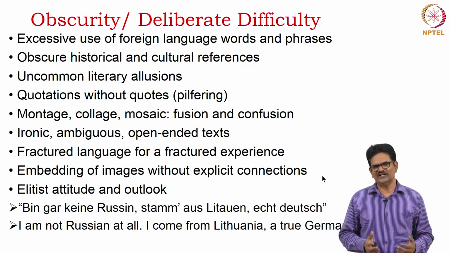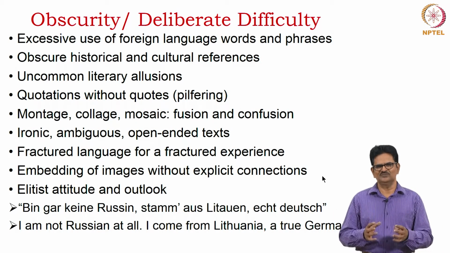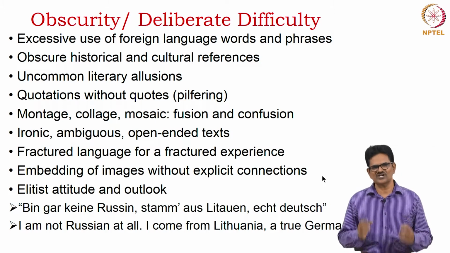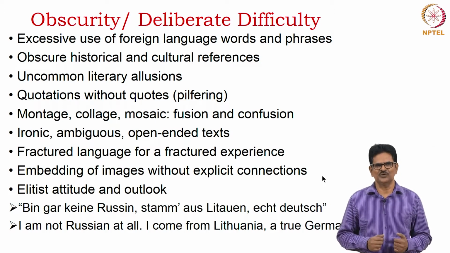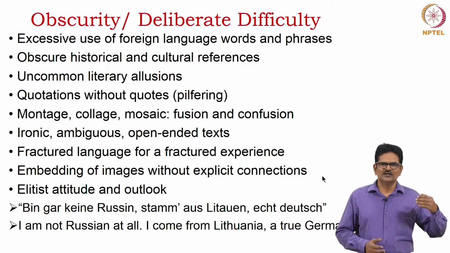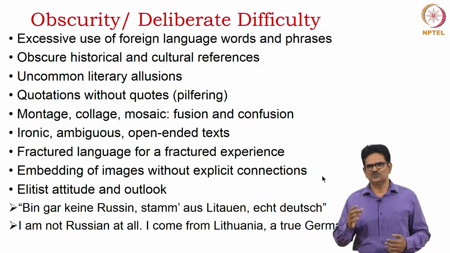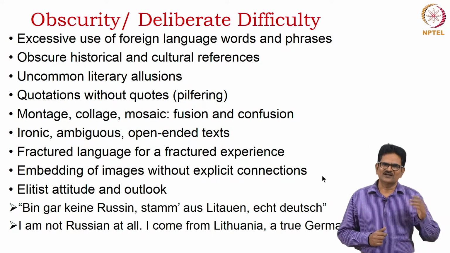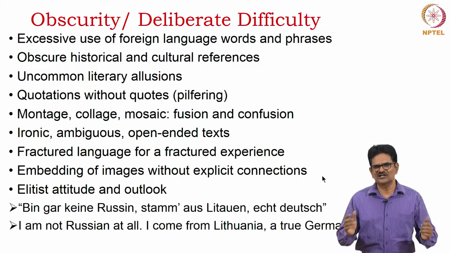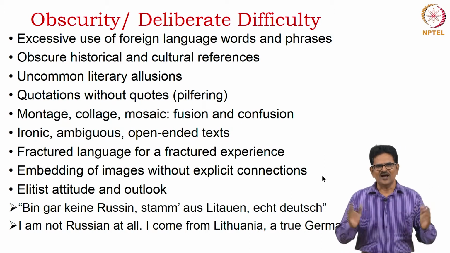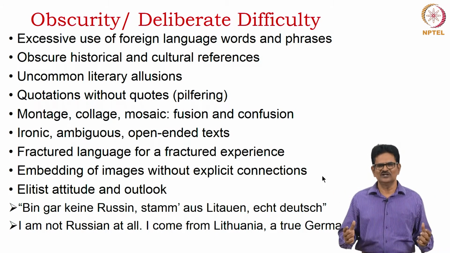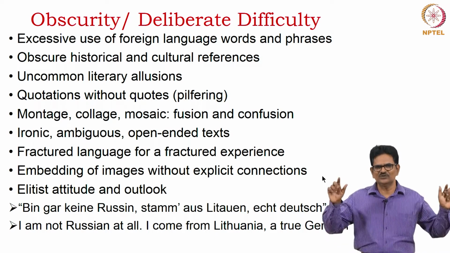Because of this disorientation, poets could not write poems with some clear meaning for the reader. The reader had to find the meaning. Even today, readers will have to struggle hard to understand modernist poetry. Why? Because they used foreign language words and phrases excessively in their poems. They had obscure historical and cultural references. They also had uncommon literary allusions which we cannot easily locate. They also wrote poems just like quotations, putting them together without quotation marks.